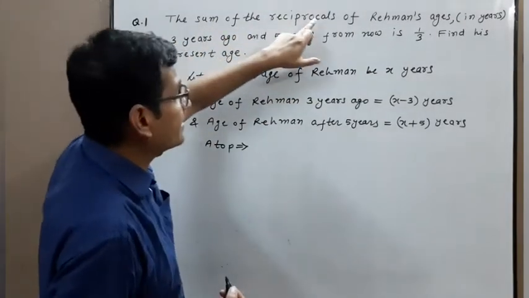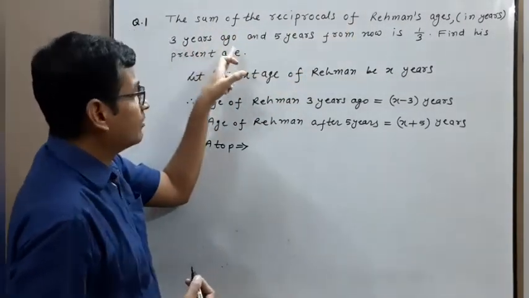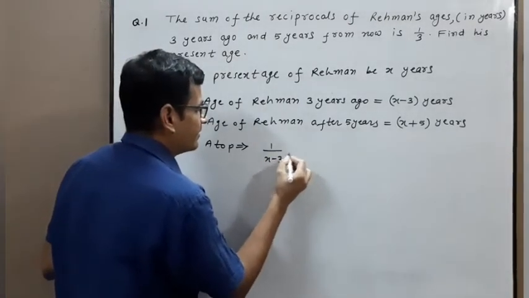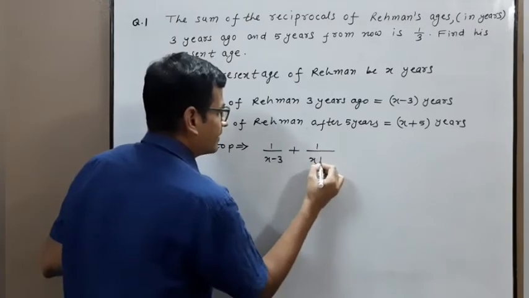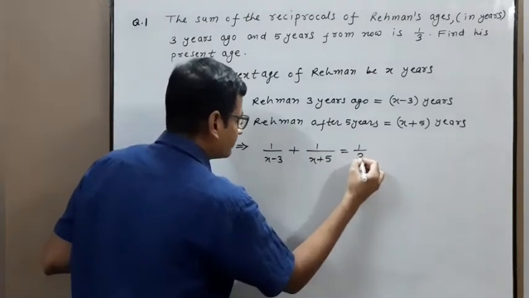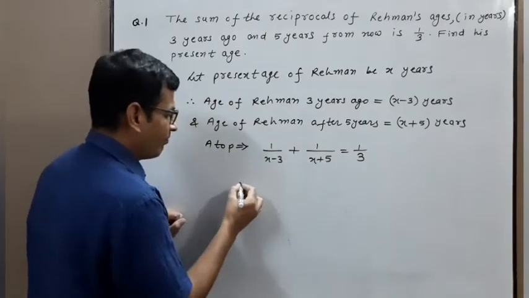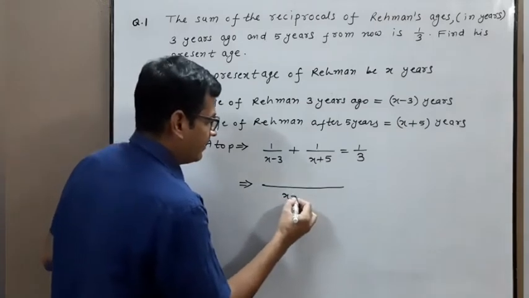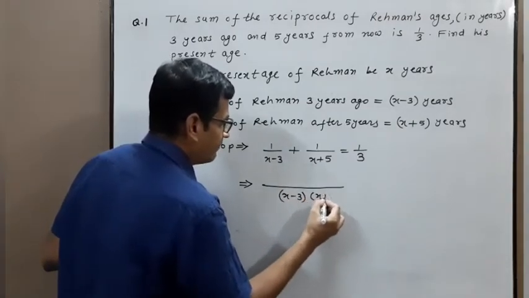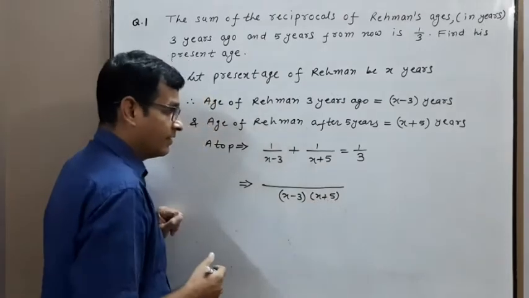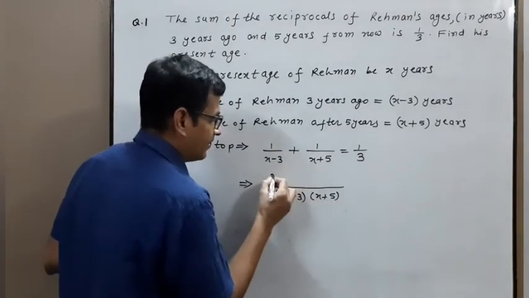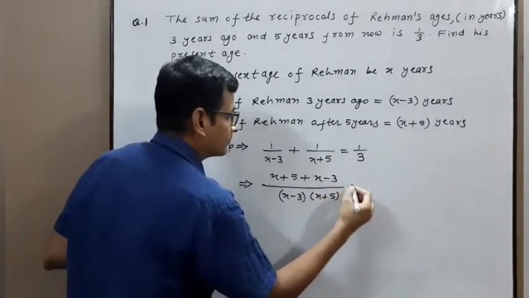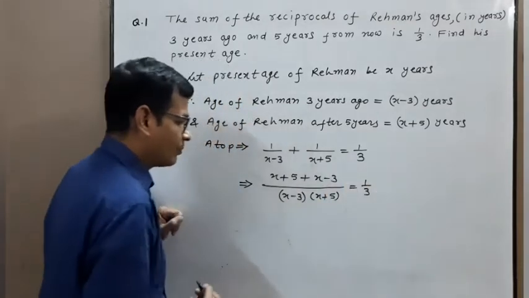The sum of the reciprocals of Rahman's ages 3 years ago and 5 years from now is 1 by 3. So 1 upon x minus 3 plus 1 upon x plus 5 is equal to 1 upon 3. Now simplify, taking LCM on the left hand side: x minus 3 into x plus 5. Both numbers are different, so just cross multiply: 1 into x plus 5 and x minus 3 into 1 is equal to 1 upon 3.